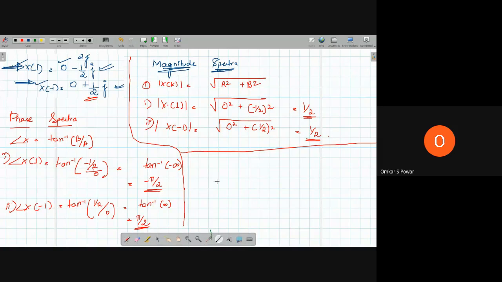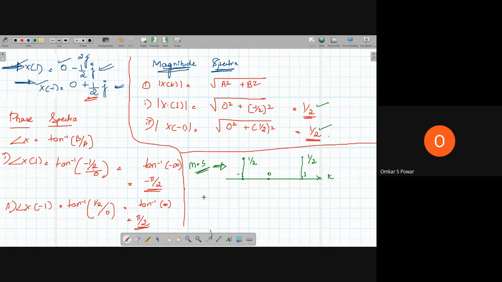Okay. So first I'll plot the magnitude spectra. So take your x-axis here. Then you have 1 and minus 1. So your value at 1 and minus 1 is half. So these are the values of k. So this is 0. At 1 you have, and at minus 1 you have, what is the value? Half and half. So write this one as half and this one as half. So this is your magnitude spectra.